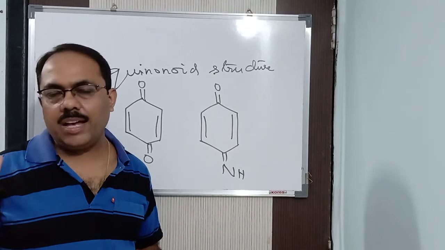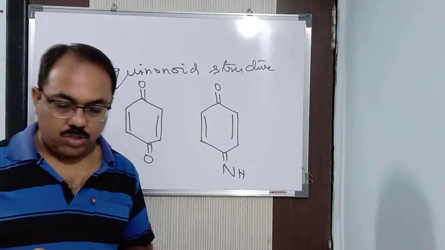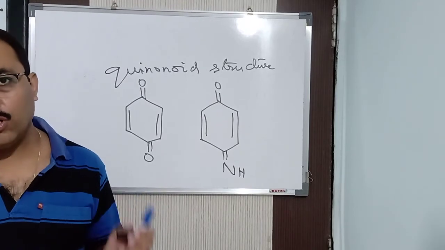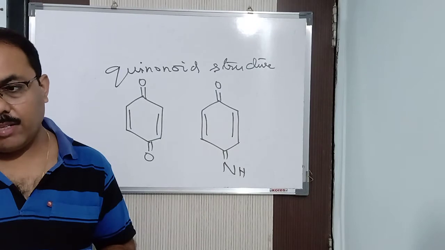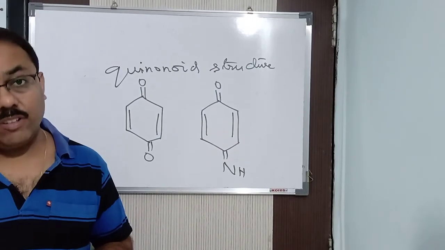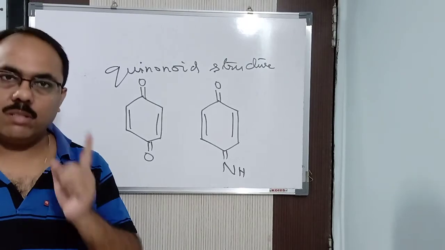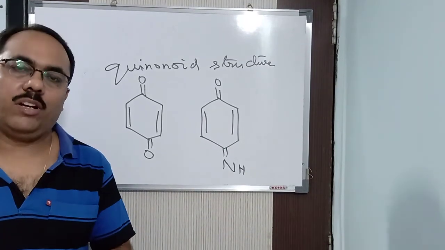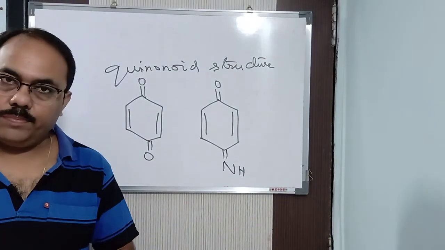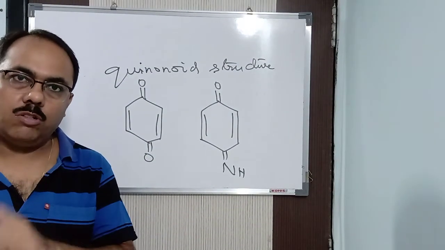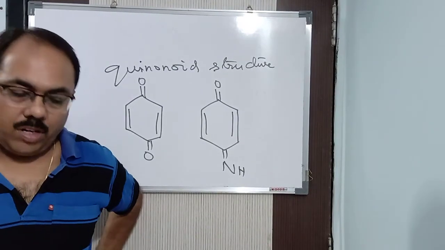Now, during tautomerism, what happens? The number of sigma bonds, pi bonds and lone pairs of electrons is always the same in both tautomers. Note it. When tautomerism takes place, what is the characteristic? Point number one: the number of sigma bonds, pi bonds and lone pairs of electrons is the same in both the tautomers.